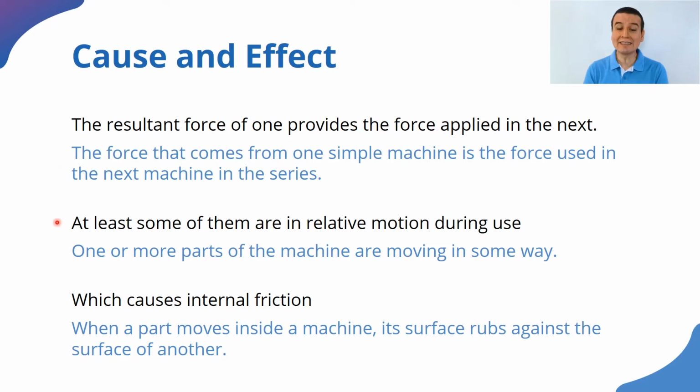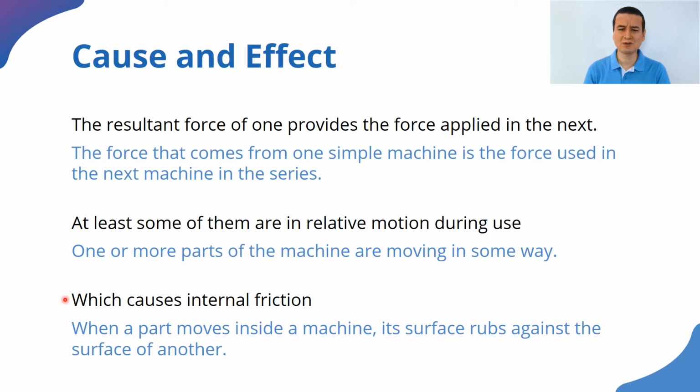Next, at least some of them are in relative motion during use. That's going to be important for us. What is them? Relative motion. What is that? What does that mean? What is them? One or more parts of the machine are moving in some way. All right? So that is going to do something in the end. That was simple.